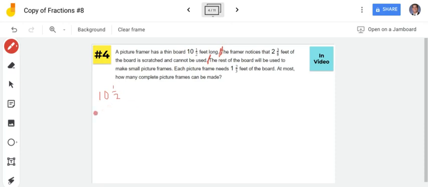So I'm going to take away 2 3/8 of that board because it cannot be used. So I need to subtract 10 1/2 minus 2 3/8.